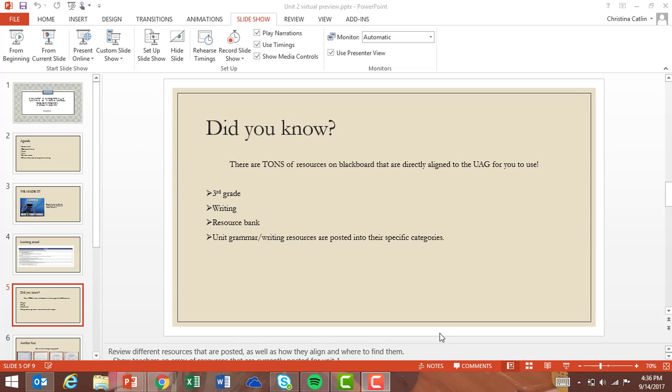One really important thing for us to touch on while we're together today is resources. Some of you may not know everything that the resources section on Blackboard has to offer, so I'm going to walk you through what that looks like. If you need a reference again on how to get there, I've listed the steps in order to find these resources.